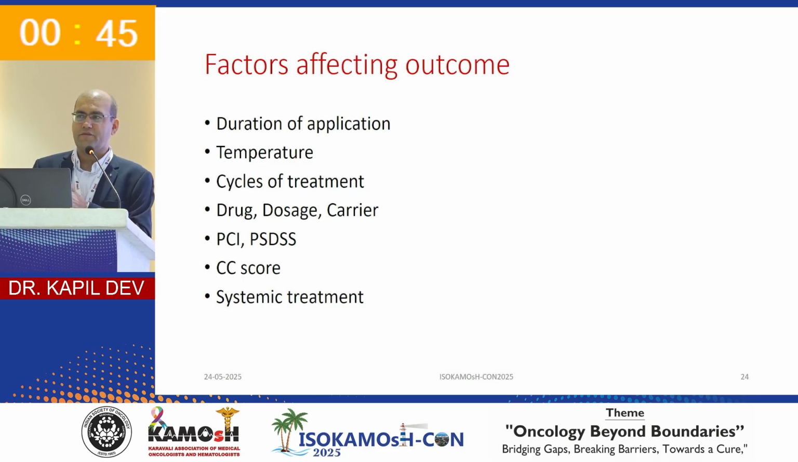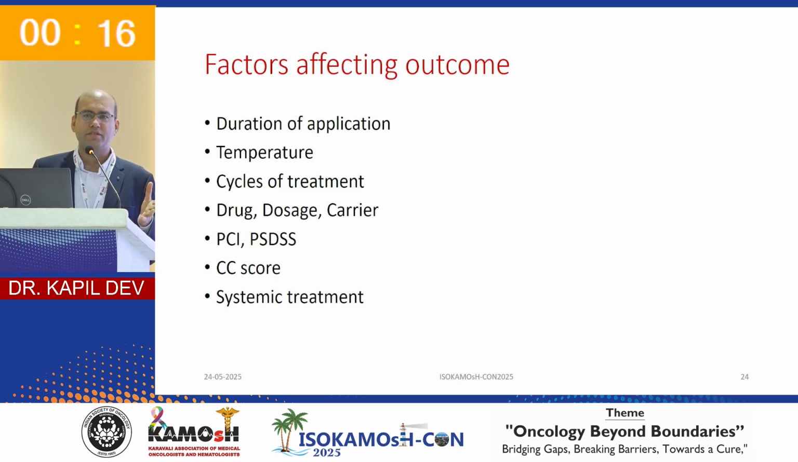So a few factors affect HIPEC in colorectal cancer, mainly the duration of application. The best duration is 60 minutes rather than a short duration of 30 minutes. Temperature should be optimum, around 41 to 42. On the cycles of treatment, some reports have studied that multiple cycles will be better, but this needs confirmation. Drug dose and carrier are already discussed. PCI should be limited, less than 15; a PCI below 15 gives the best outcome with HIPEC.